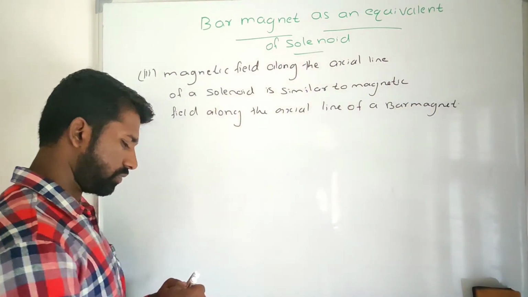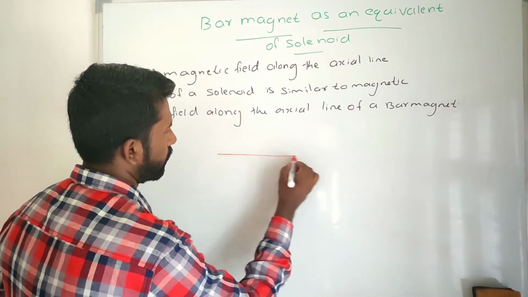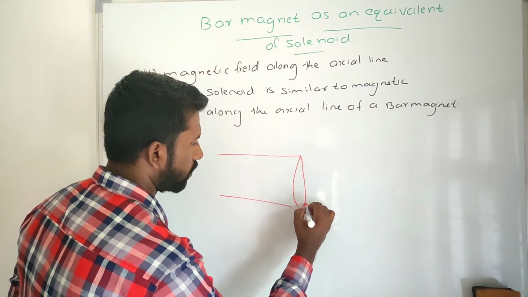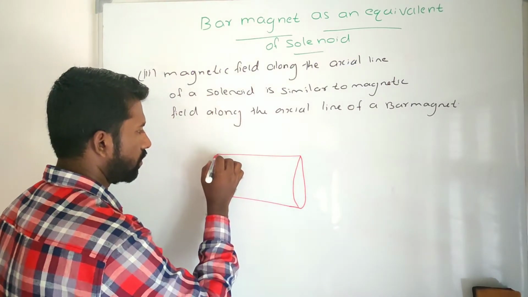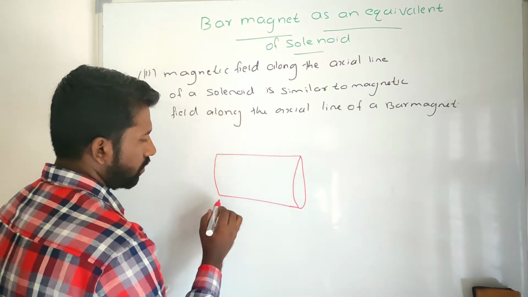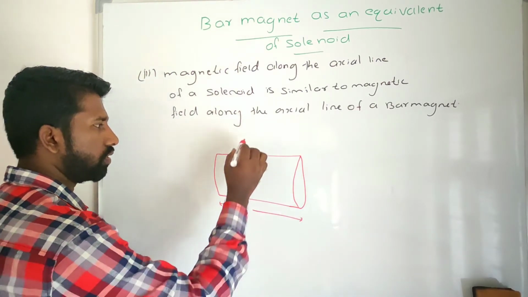Bar magnet. So I am considering a solenoid, and I am going to find out what the magnetic field is along the axial line of a solenoid. This is a current carrying solenoid. The length of the solenoid is 2L.